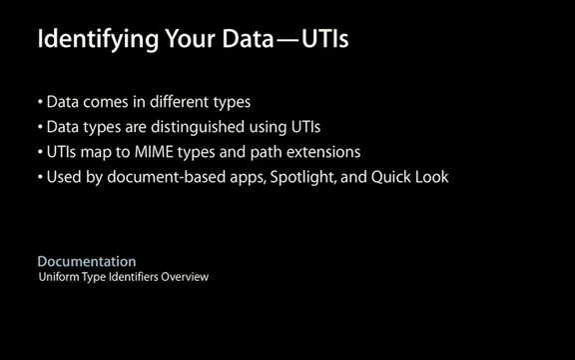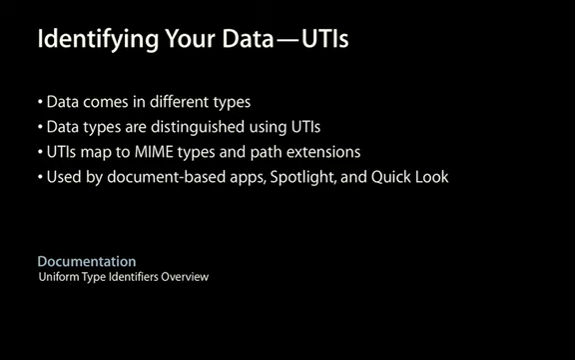Before we get into the individual technologies, though, a lot of these things are predicated on understanding how macOS 10 deals with file types. This is actually a key concept that you should be sure to familiarize yourself with. Data comes in lots of different flavors or types. And on macOS 10, we use UTIs, Uniform Type Identifiers, to specify what the type of a file is. UTIs can also be used to map back and forth between MIME types or path extensions, but it's the UTI that's the primary means of identification for file types.